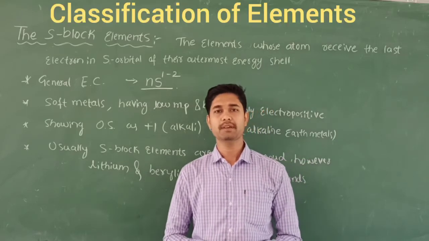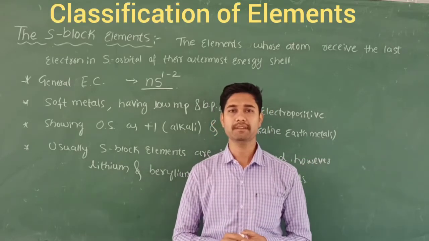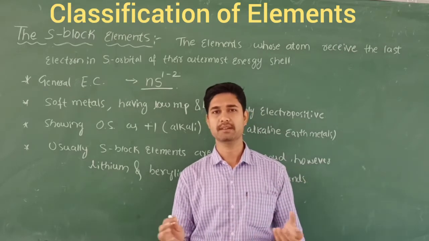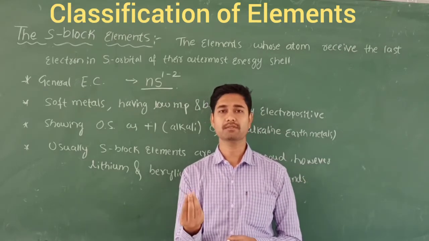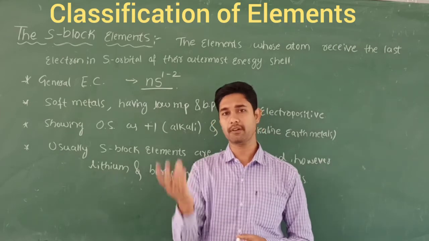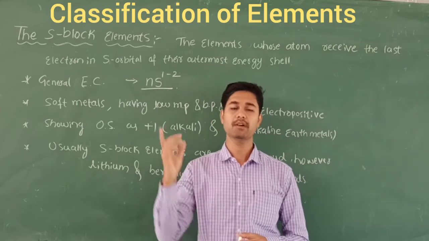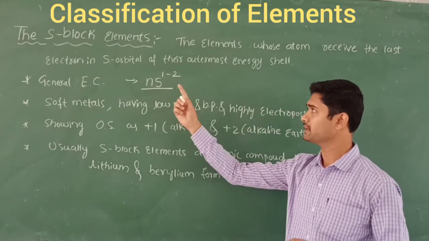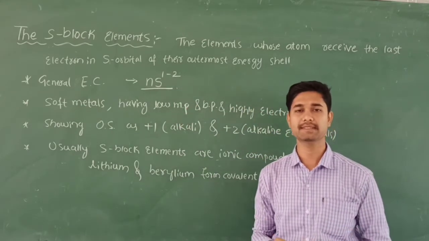Let us discuss the brief classification of the elements into S block, P block, D block and F block elements. That is based on the number of electrons which are going to enter into different orbitals, right? So based on this, they are going to classify like this. First, we are going to discuss the S block elements. What do you mean by S block elements?